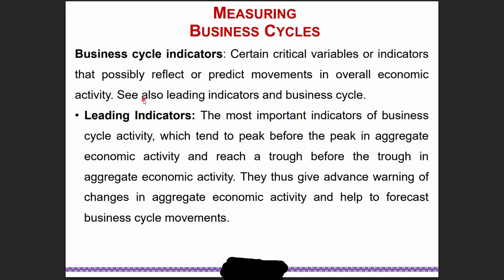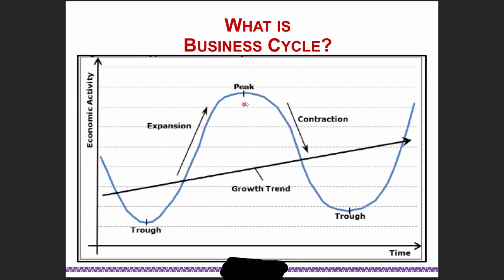To say, are we going to have employment? Are we going to have unemployment? What is going to happen in the economy, right? So the leading indicators, these are the most important ones. The leading indicators change before the economy can change, right? They predict where the economy is heading. So they're saying here, the most important indicator of business cycle activity tends to peak before the peak. So they will reach the peak before the business cycle even reaches the peak, because they are the leading indicators, right? So they change before the economy can change.